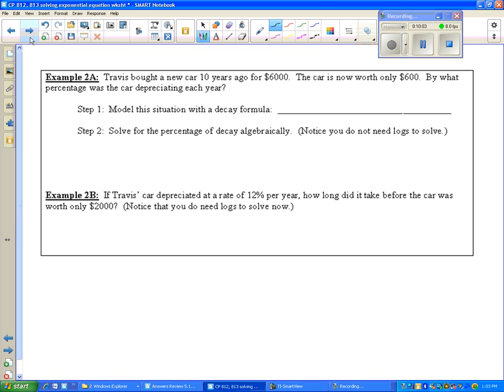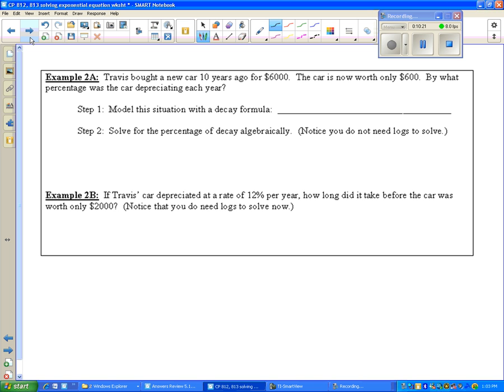Let's look at example 2. Travis bought a new car 10 years ago for $6,000. The car is now worth $600. By what percentage was the car depreciating each year? Model this situation with the decay formula. Solve for the percentage decay algebraically. Notice you do not need logs to solve.